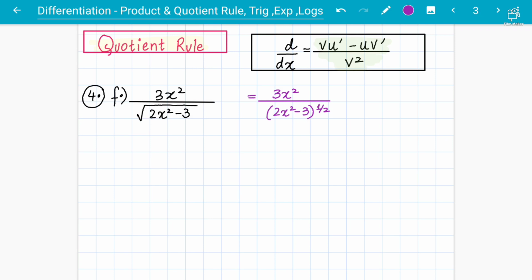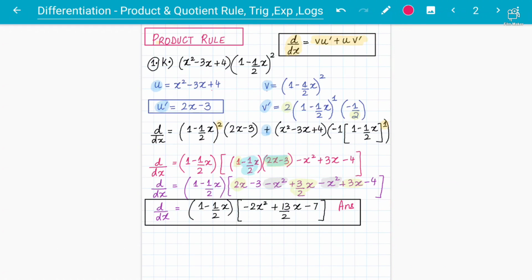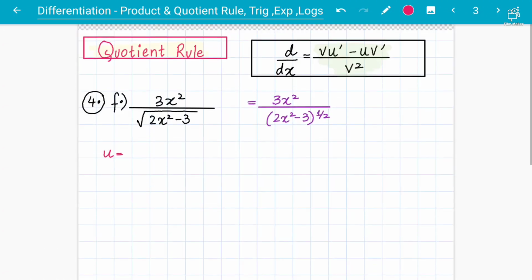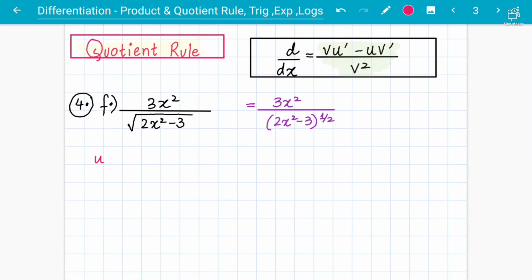So let's get started. The first thing will be u again. In the product rule, u is the first bracket and v is the second bracket, right students? But in the quotient rule, u is the numerator, so u is equal to 3x square. So you got u dash very quickly, that is 6x. That was simple, you just differentiate. Again, the concepts of P1 will help you. So u dash will be 6x.